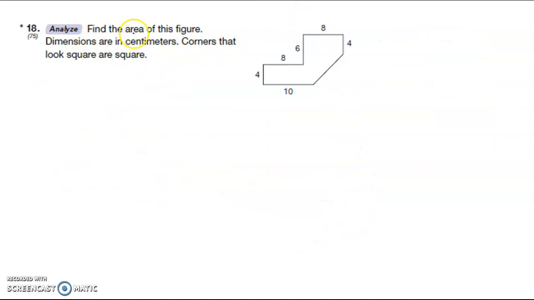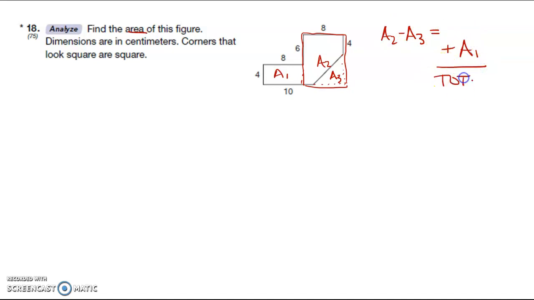Oh, mercy. Find the area of this figure. Corners that look square are square. That's delightful. What's the best way to do this? It's ugly. I wonder if I should take area 1, and then this whole thing will be area 2, and then I'll subtract out area 3. I hope that that's not confusing. So what I'm going to have to do is I'm going to have to do area 2 minus area 3, and then I'm going to have to add area 1 to that to get the total area.